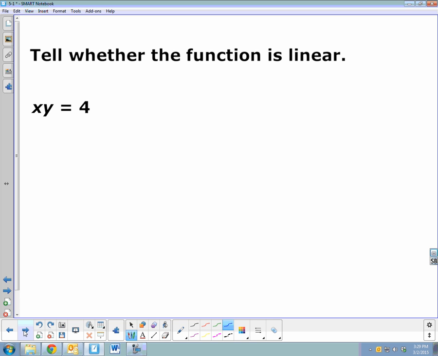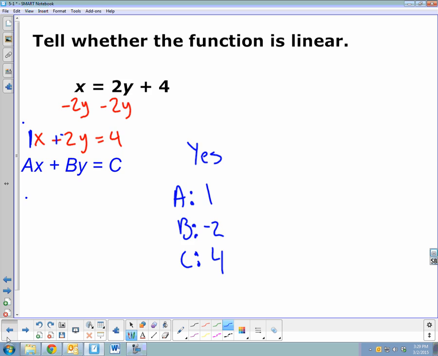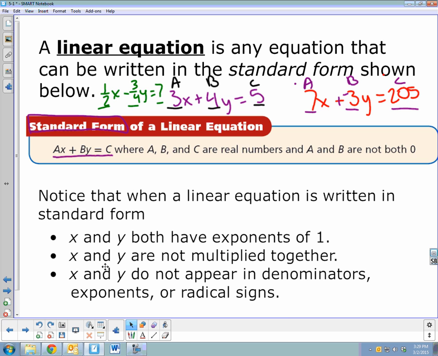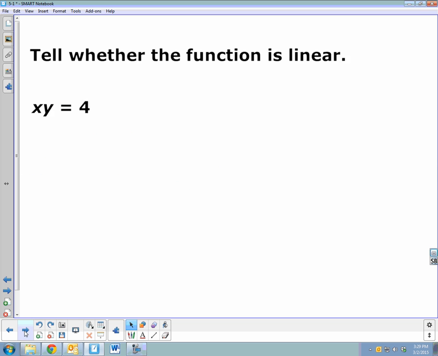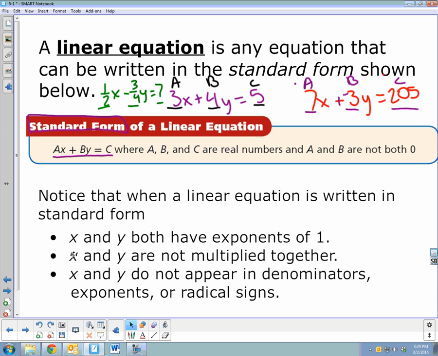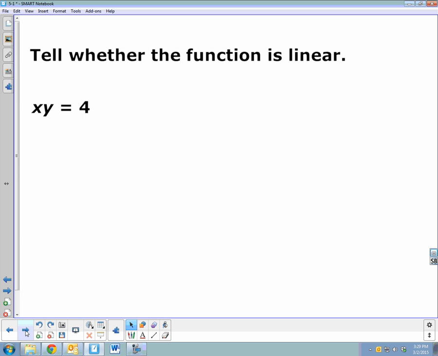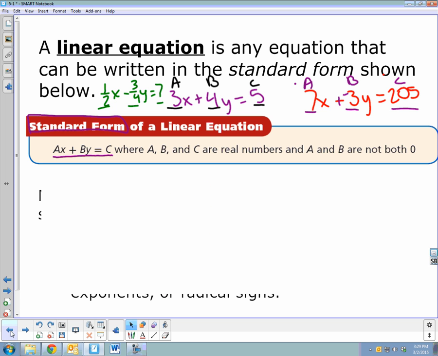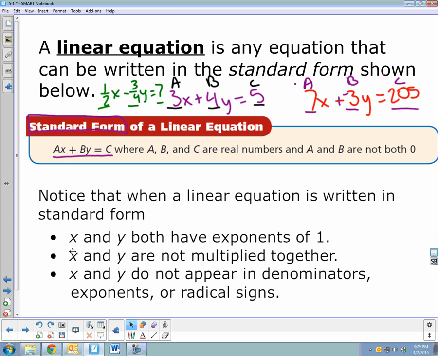And if it is, what are a, b, and c? I'm assuming you paused. I'm assuming you tried it on your own. If I go back here and do a double check on what it has to have, the exponents are 1. Yep, no exponents, so that's good. There are no radical signs. X's and y's are in the denominator? Nope, there are no fractions to worry about, so that's good. X and y are not multiplied together.